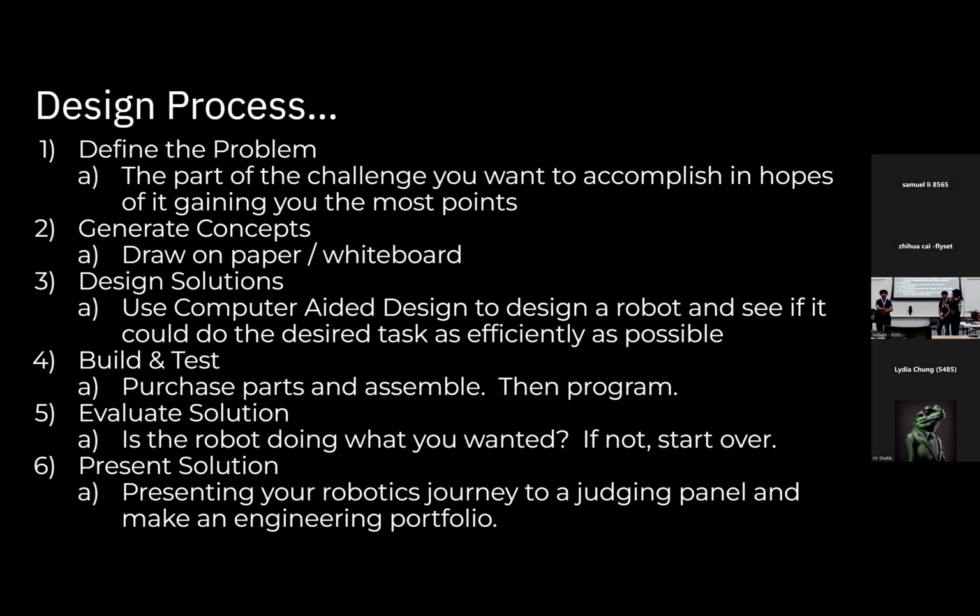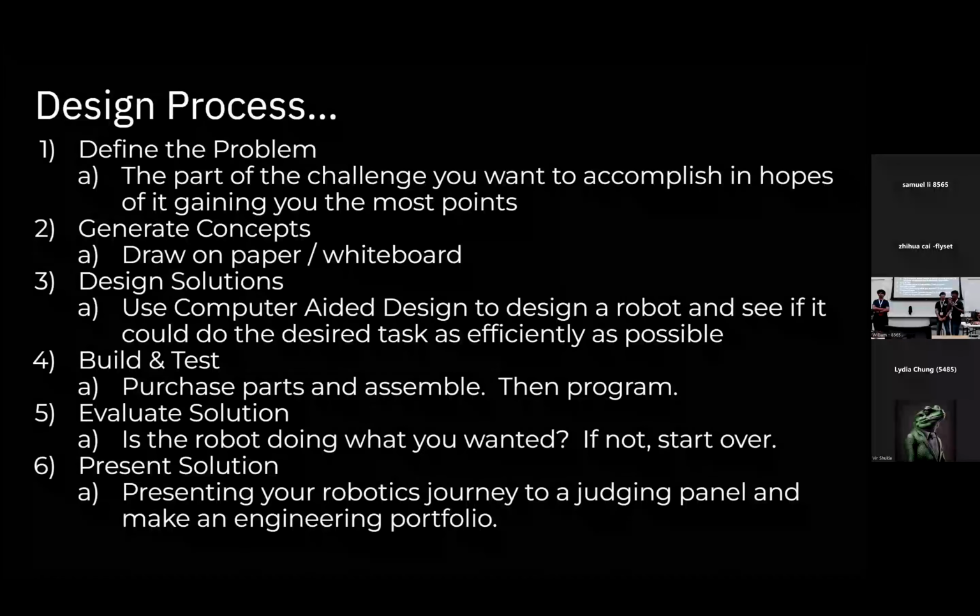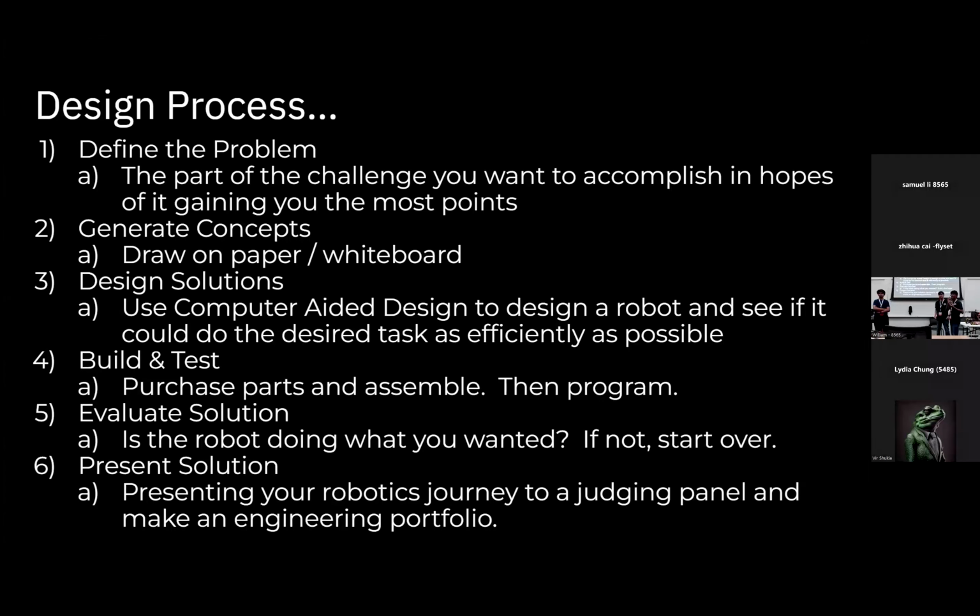After building and testing, we evaluate the solutions. We make sure that the robot is up to task and is able to finish all the requirements before the competition. If it's able to do that, then we're good to go to the competition. If not, we go back and see where it is lacking. It's an iterative process. And at the end, the 6th step is presenting the solution. This is basically the competition. We go and see if it's working or not.